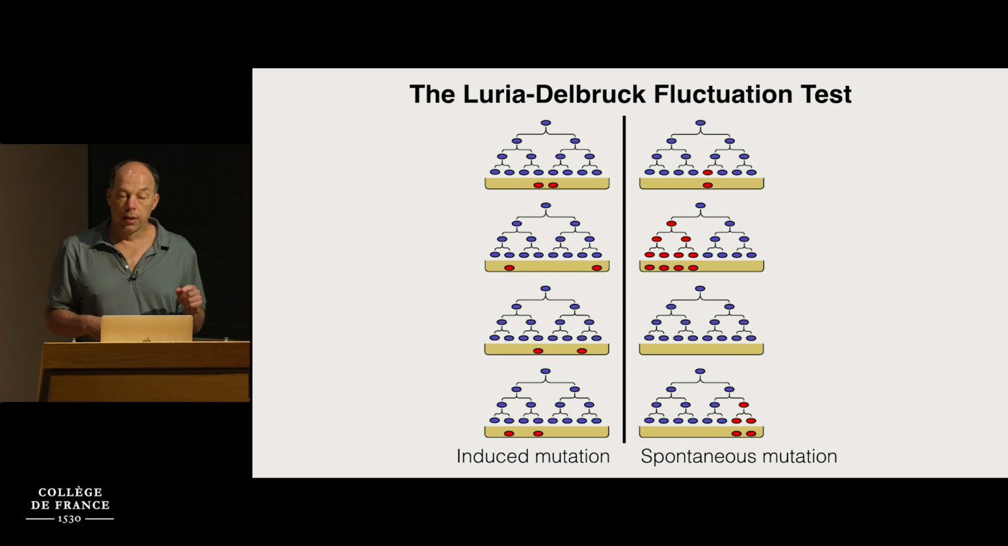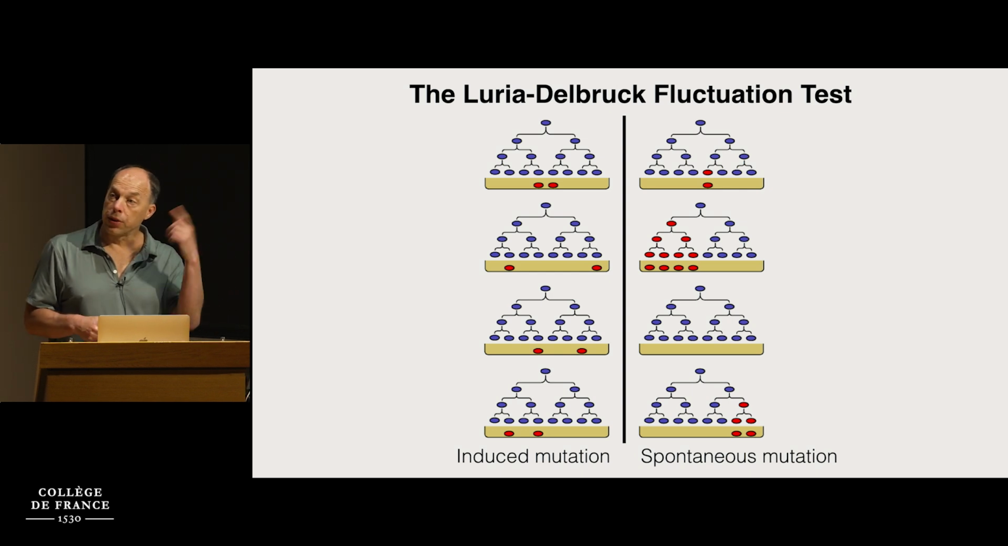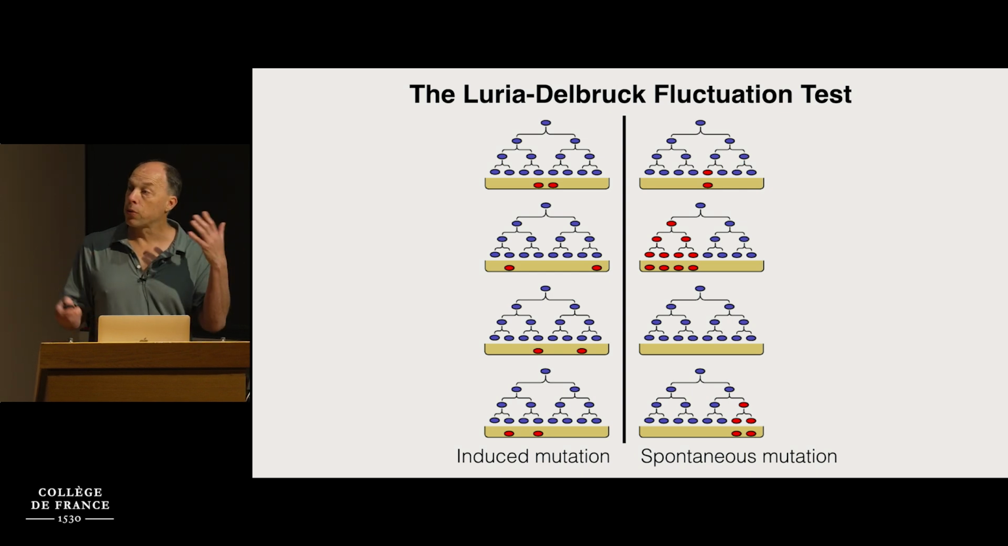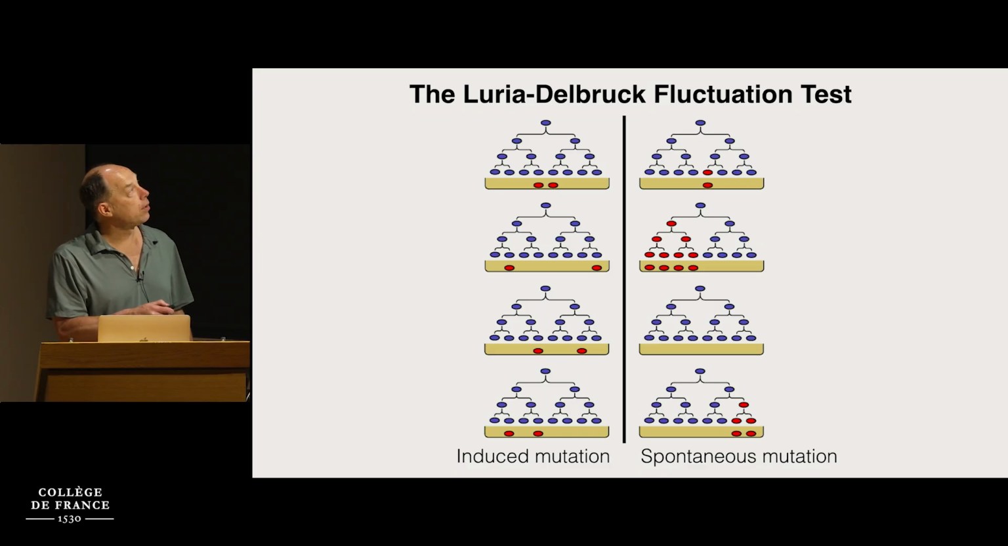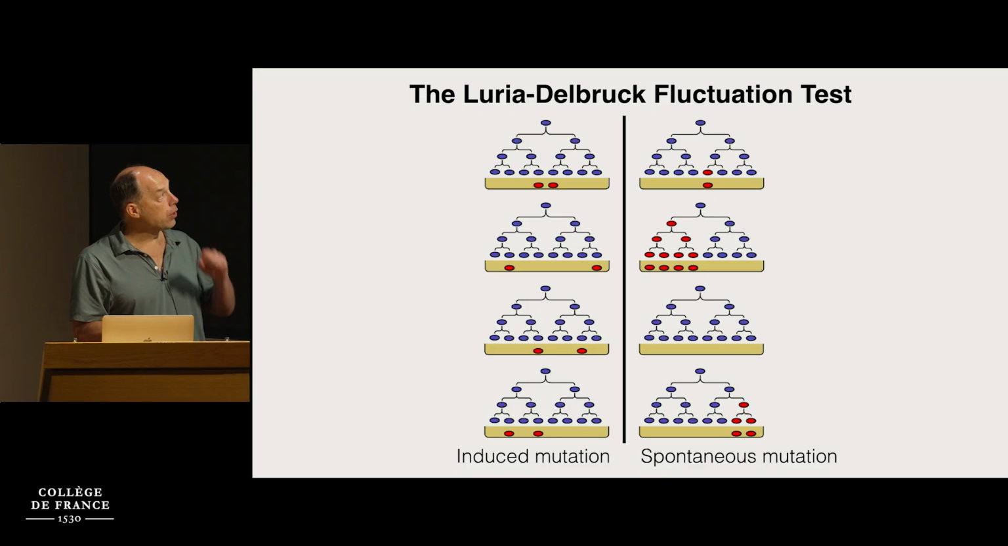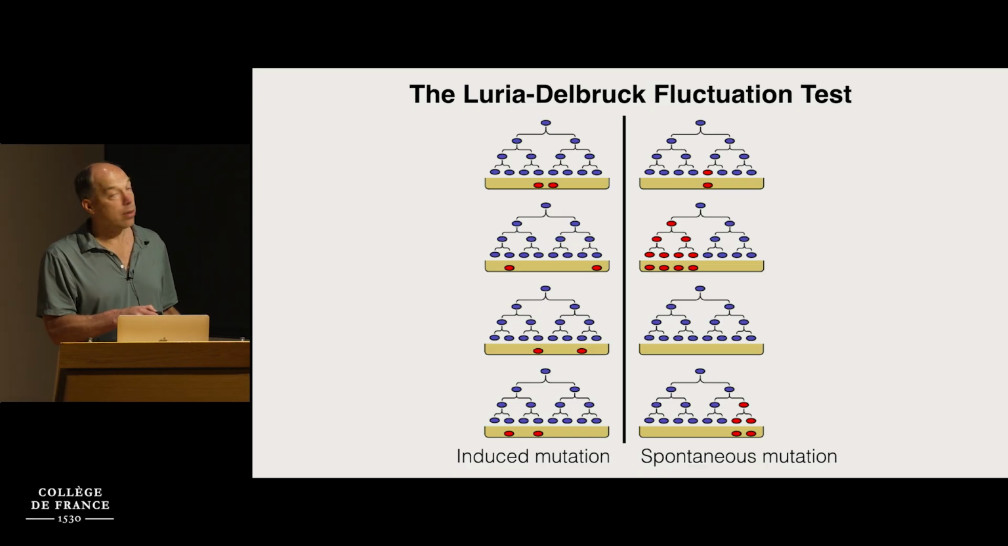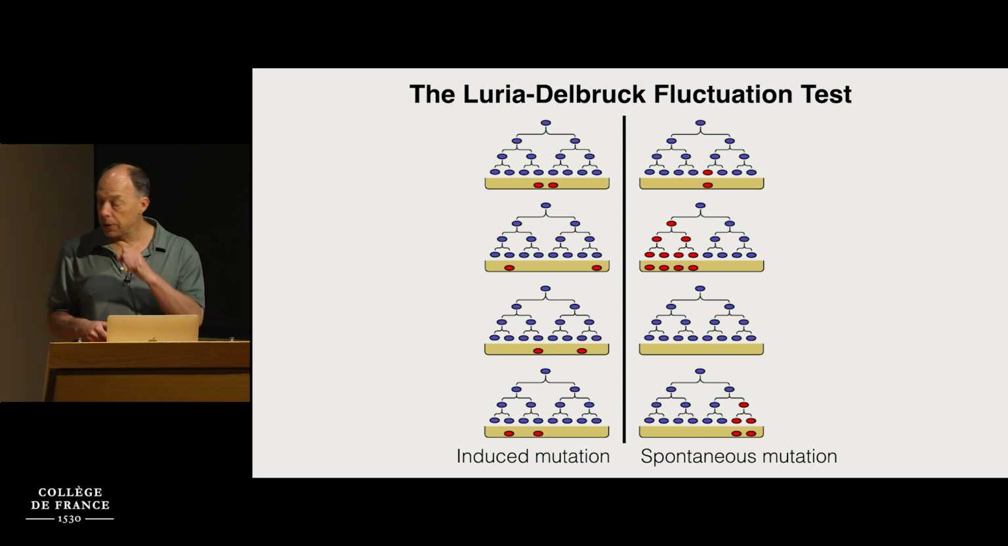Now, on the other hand, if it wasn't the exposure to the virus that caused the mutations, but rather the mutations arose randomly, you'd expect something a little different. As you grew up a culture of bacteria, eventually some would have a mutation arise randomly. And this one arose very late after many cell divisions. In this case, the mutation arose very early after the first cell division, and all the daughter cells had the mutation. This one, it never happened. This one, it happened somewhere in between. And so you can see that sort of the distribution, the numbers of red cells in any given experiment is very different in this case than in this case.